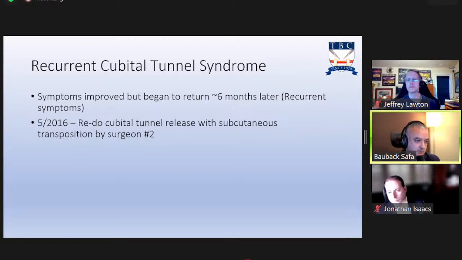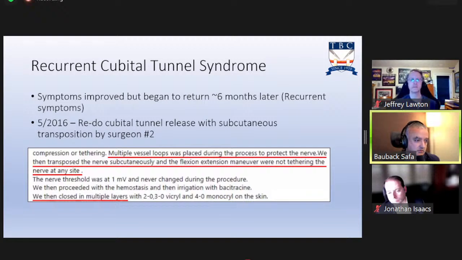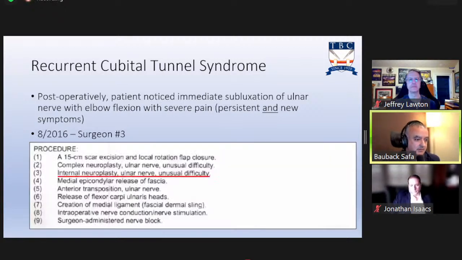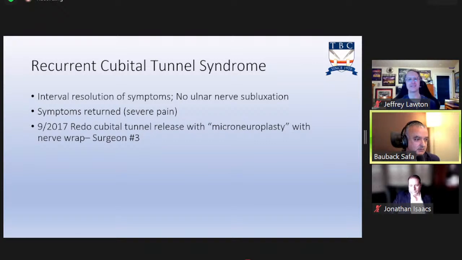They did a redo cubital tunnel and did a subcutaneous transposition. But even though they did a sub-Q transposition, they actually didn't fixate it in any way. So the thing was subluxing back and forth, causing a lot of pain. So he has some new symptoms, some persistent symptoms, went to surgeon number 3, 2016. Surgeon number 3 then did a lot of things, including an internal neuroplasty of unusual difficulty. And so at this point, he had some interval resolution of symptoms. However, he ended up having a lot more severe pain eventually. And the pain was a lot worse than before.